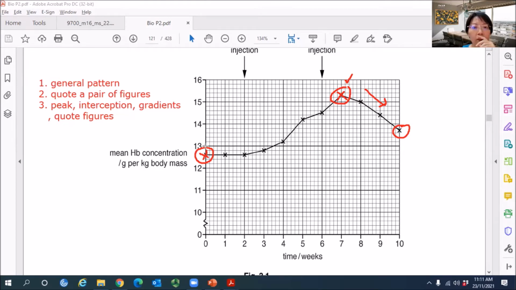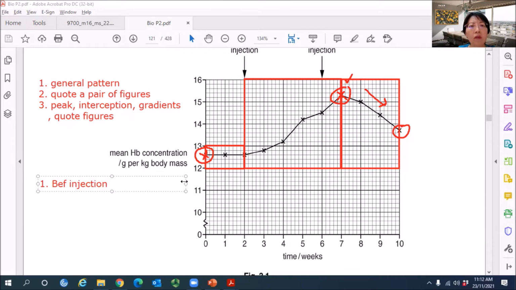I think there are 3 sections here, right? Before injection is horizontal, and after injection it starts to increase until the peak, and then after that it drops. So there are 3 sections to this curve. So how are you going to describe? Before the injection, the mean hemoglobin concentration remains constant.